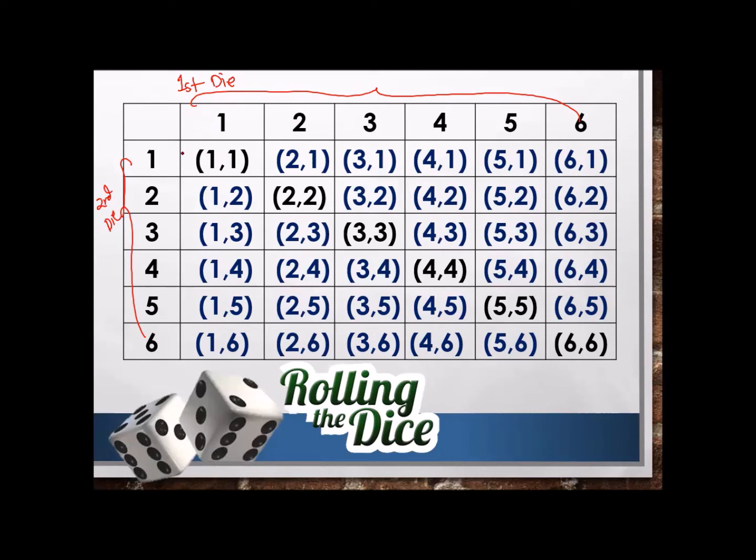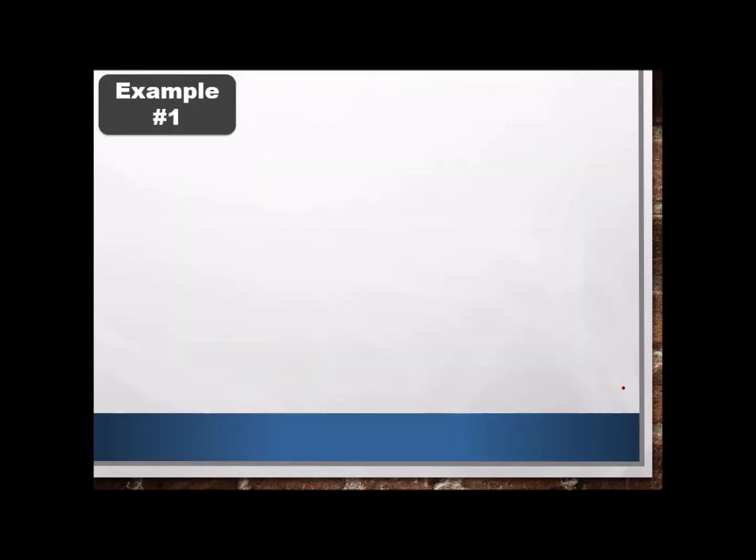So, nagtapat yung 1 saka 1, kaya 1, 1. Nagtapat yung 1 at saka 2, kaya 1, 2. So, ibig sabihin dito, si 1, 2 ay iba kay 2, 1 dahil ang 1, 2, ibig sabihin sa unang die, 1. Sa pangalawang die ay 2. Kabaligtaran naman dun sa isa. Okay? So, how many sample space do we have here? Ilan lahat ang possible outcomes? Would you count it? Okay, so 6 times 6, that is 36. So out of that 36 outcomes, let's have the first example.